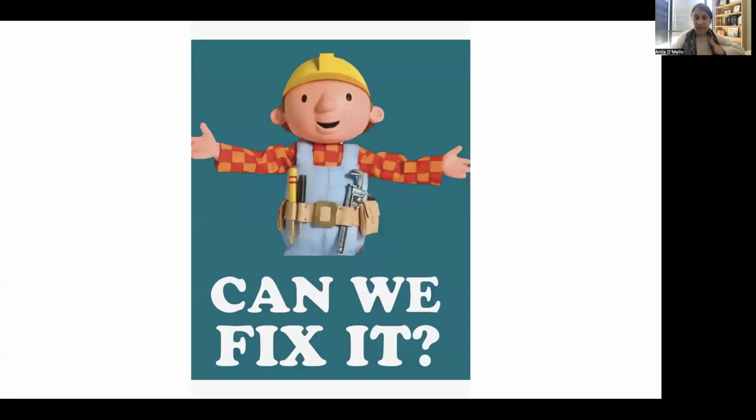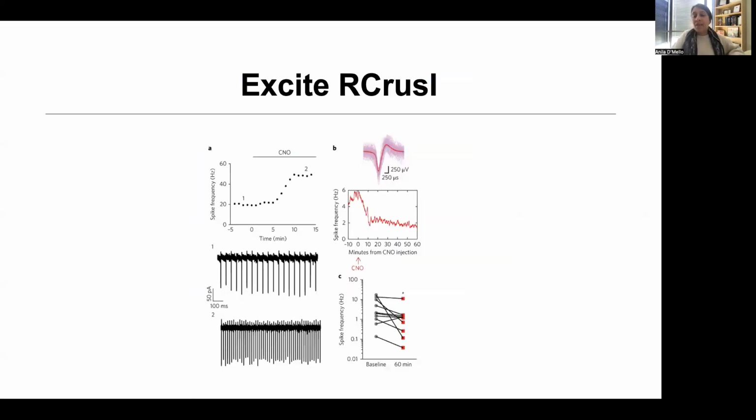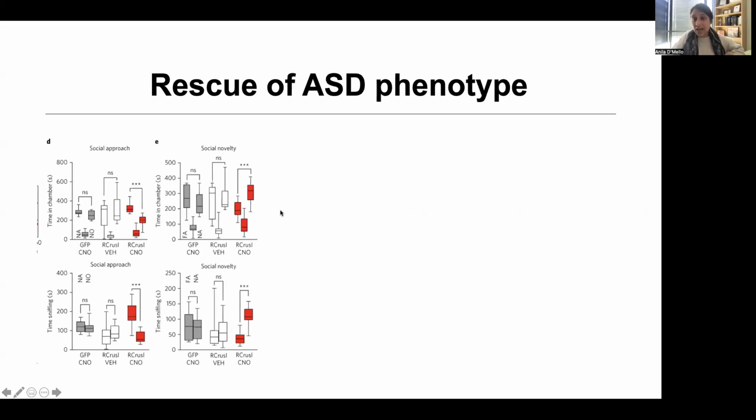Okay, so then the question becomes, what do we do? Can we do anything? Now what you can do, again in mouse and non-human, is excite Wright-Kruse-1 and you get the opposite effect, right? So increased firing, decreased firing in IPL, and rescue this ASD phenotype.